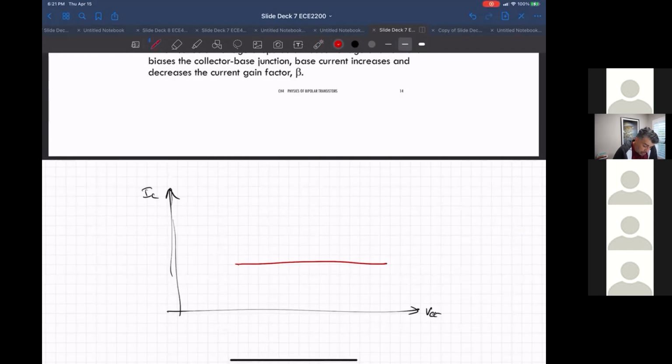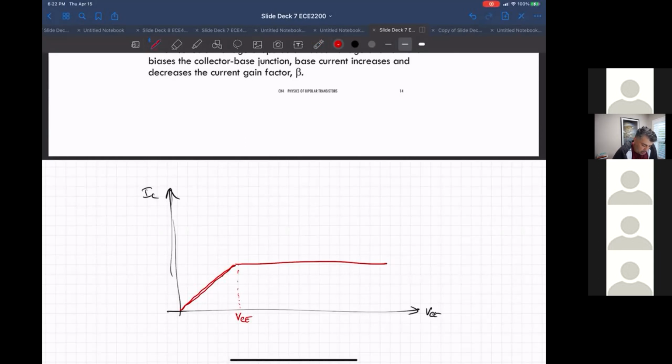Basically, if VCE drops below a certain value, this IC becomes a very strong function of VCE. So you are going to end up getting a non-working transistor once you go below a certain value. So, just in a nutshell, don't put your device into saturation. Nothing good is going to come out of it.